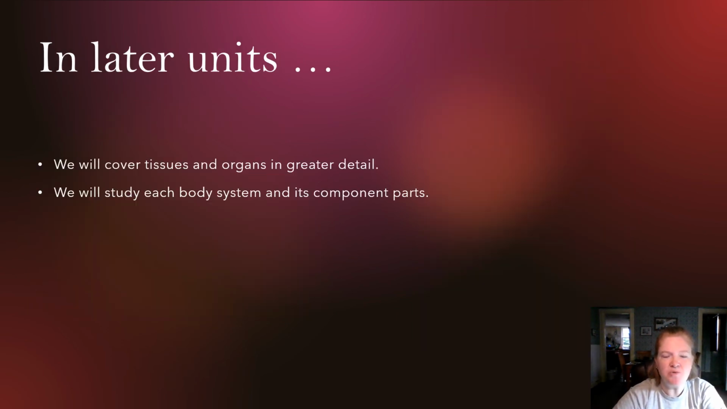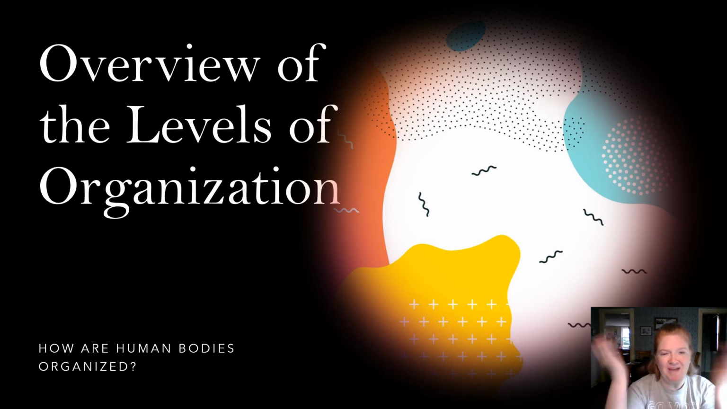Remember, in later units, we're going to cover tissues and organs in greater detail. We'll study each body system and its component parts. This is just the beginning. And there you have it. It's an overview of the levels of organization, and I hope you learned something new.